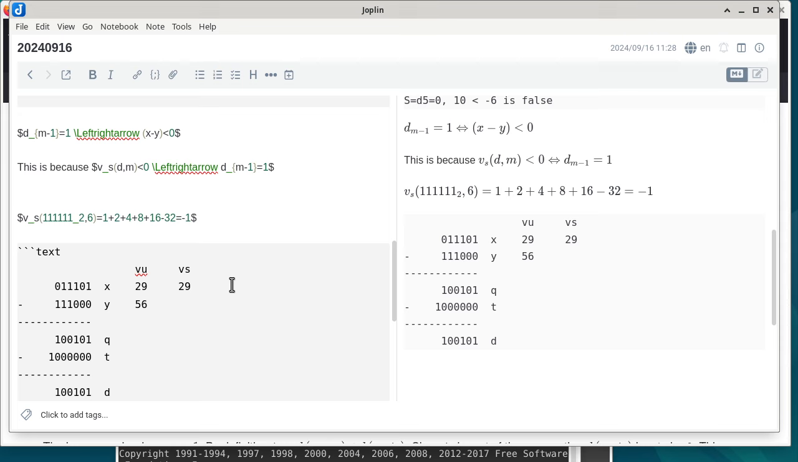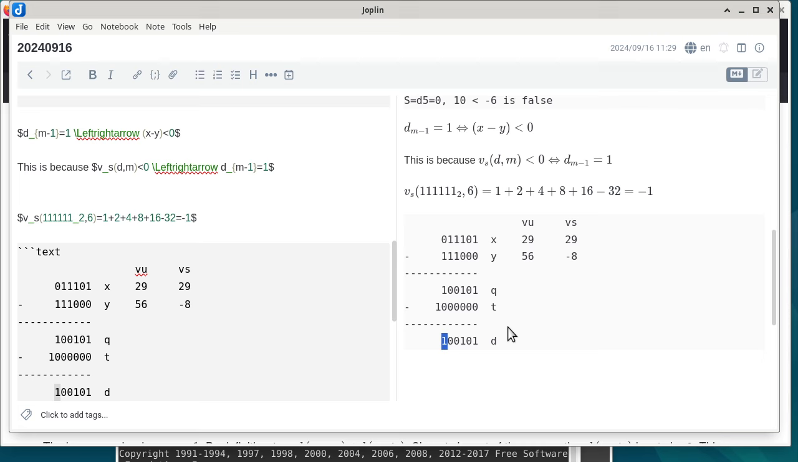24 minus 32 is negative 8. So this is actually negative 8. All right. But remember the whole point here: I should be able to look at just the sign bit of the difference, and this bit is a 1 if and only if x is less than y, interpreted signed.